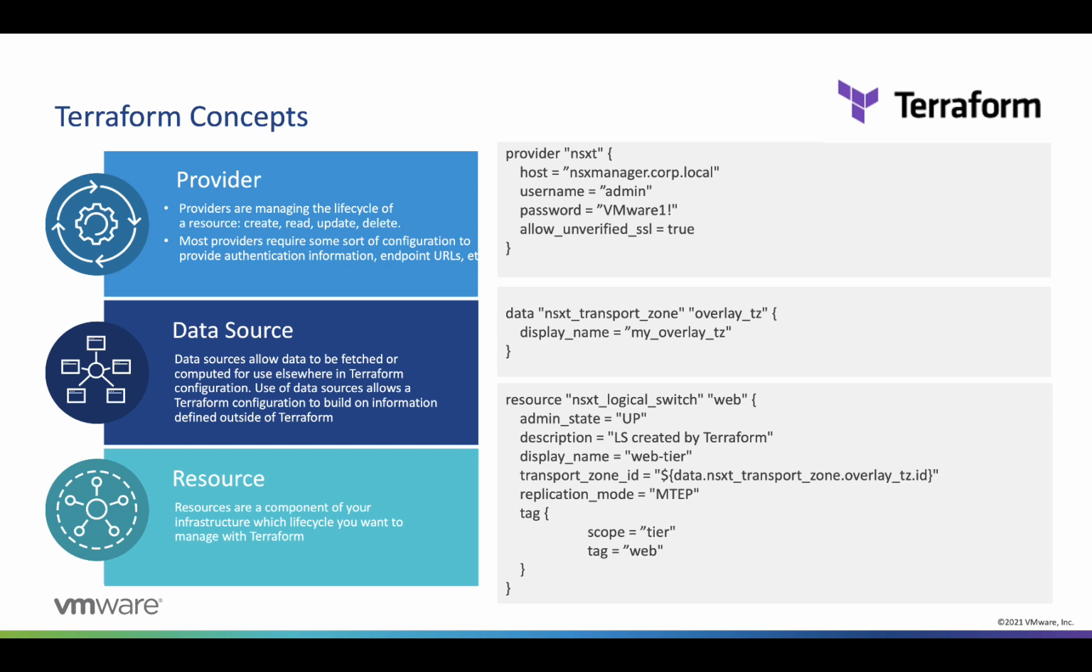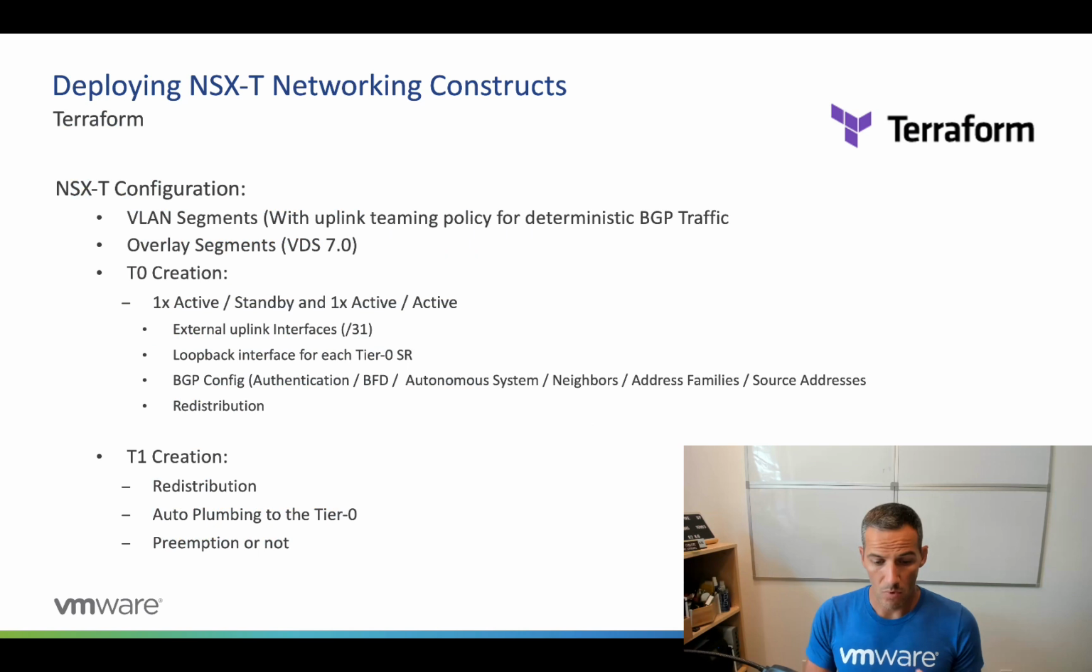So here we have the NSX-T provider. You have all the information about the NSX-T provider for Terraform. You also have the data source, but what's really important to understand here is the resources. The resource is the actual object, the networking construct that you want to declare, that you have the intent to configure within NSX. So as you can see here, we have a logical switch web that we want to declare. Same step as before with Ansible, we need to think about all the networking constructs that we want to configure in our NSX infrastructure.